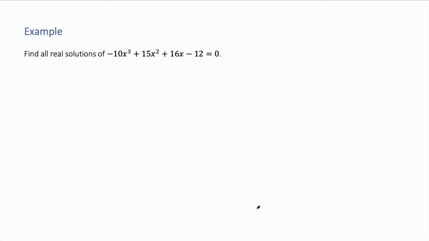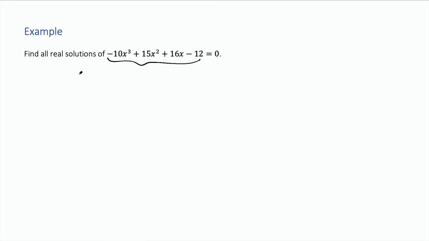Find all real solutions of this equation. Negative 10x cubed plus 15x squared plus 16x minus 12 equals 0. In other words, we're trying to find the zeros of this polynomial. We can use the rational zeros test or rational zeros theorem.